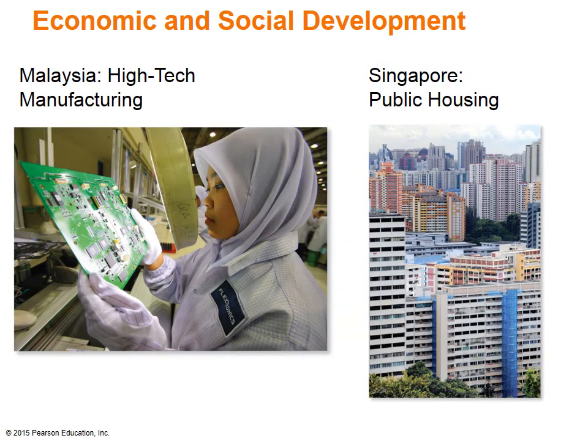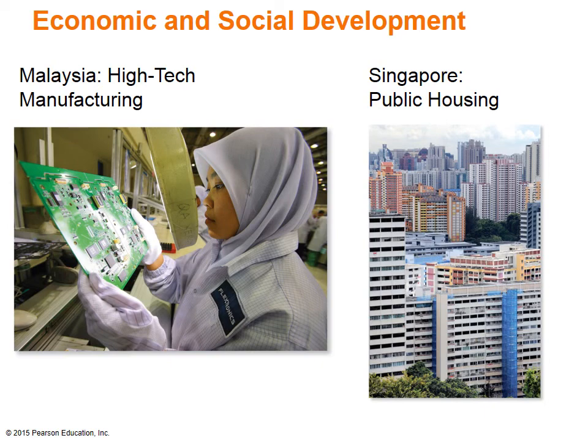Two examples of economic and social development are in Malaysia and Singapore. Many foreign companies have established the high-tech manufacturing facilities in Malaysia as shown in the photo on the left. Most of their factories are located in the western part of peninsular Malaysia. Despite its free market approach to economics, the government of Singapore has invested heavily in public housing. Many Singaporeans live in buildings similar to the ones shown in the photo on the right.